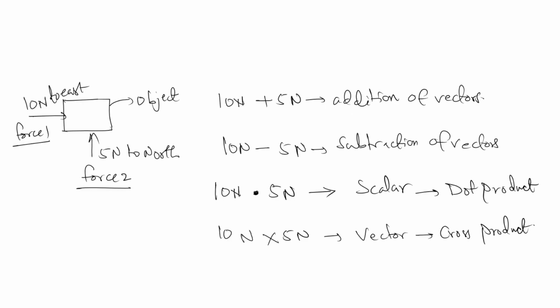Operations on vectors. Addition. Combining 2 vectors, such as 2 forces acting on an object. Subtraction. Finding the difference between 2 vectors. Dot product. A way to multiply 2 vectors resulting in a scalar. Cross product. A way to multiply 2 vectors resulting in another vector.